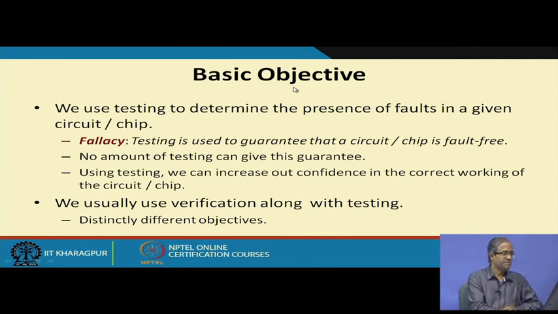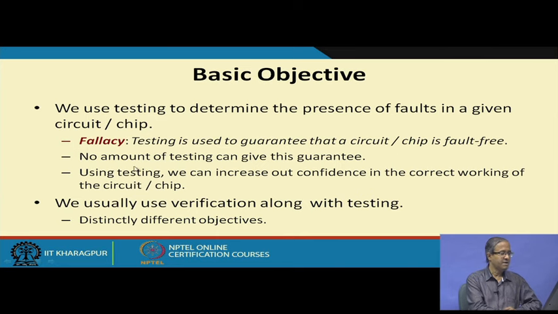So, what is the basic objective of testing? Well, the truth is, we use testing to determine the presence of faults. It can be a chip, it can be a circuit which consists of several chips. So, when I have such a system which is a single chip or a collection of chips, we want to determine the presence of faults. But there is a fallacy, sometimes we tend to think that we are using testing to guarantee that a circuit or a chip is free from any faults. But this is a false statement, this is not true.